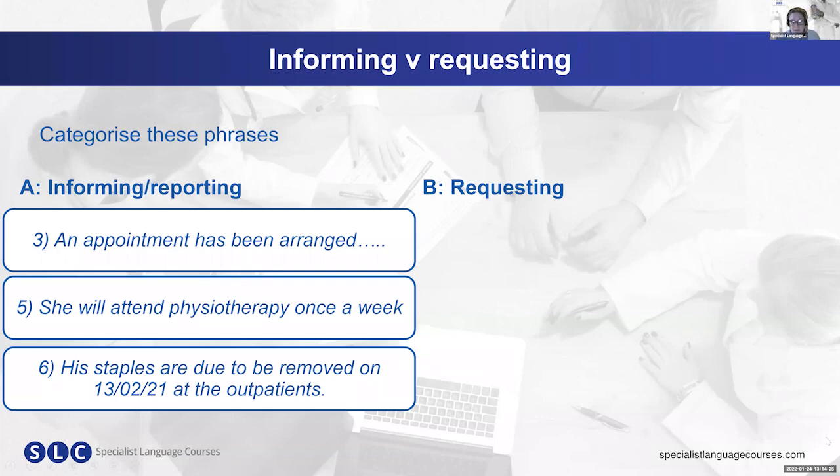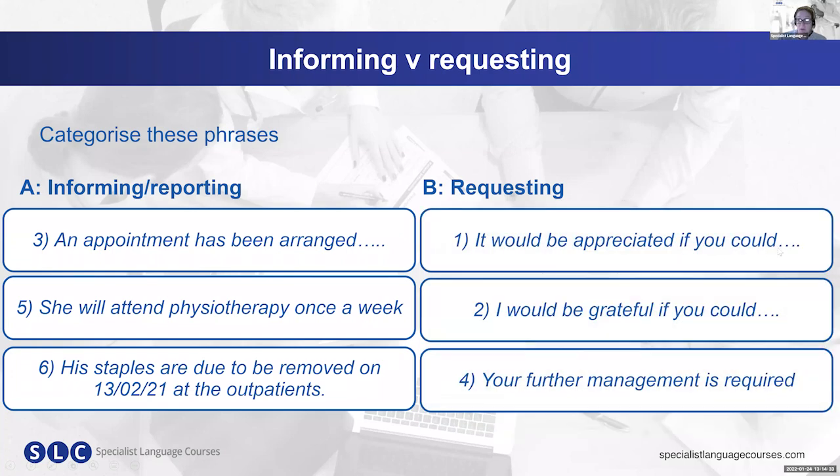Requesting is what the reader needs to do or organize to happen. So for example, here, it would be appreciated if you could monitor her wound. I would be grateful if you could change her dressings. Or here we've got the example of your further management is required. So here specifically you're requesting. This is the action required by the reader.